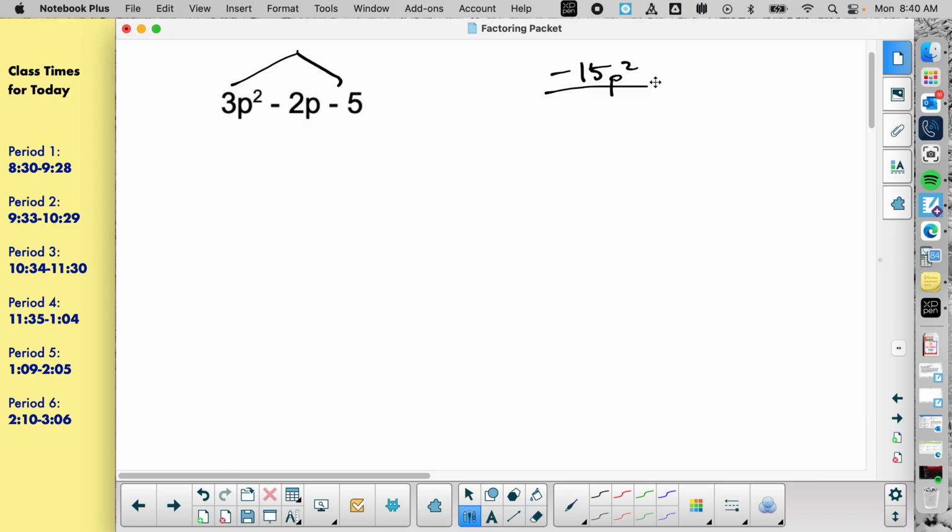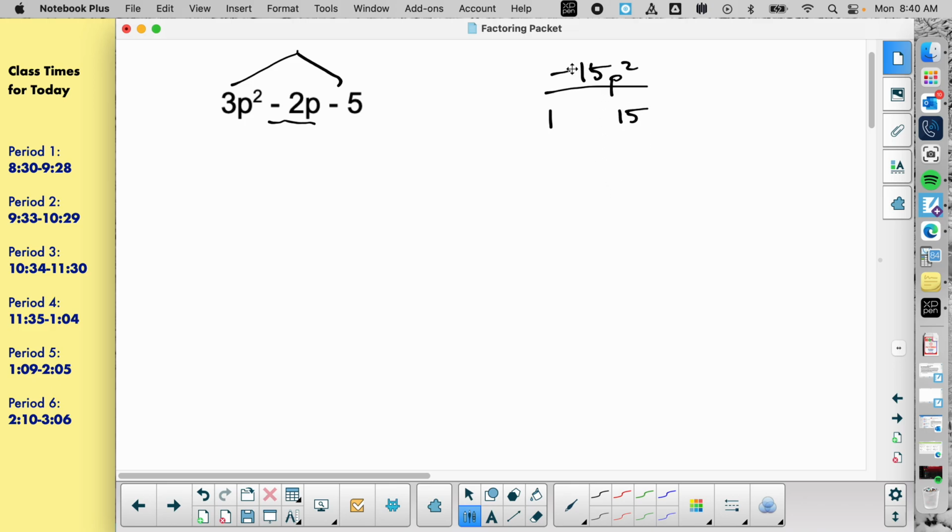Now my goal is to find the pair of numbers that multiply to negative 15p squared, but add to the middle one. So I want to find two numbers that multiply to that, but add to the middle one. So I'm going to write them down a certain way, because I found over the years that this has kind of helped, okay? So I always start with 1. So 1 and 15.